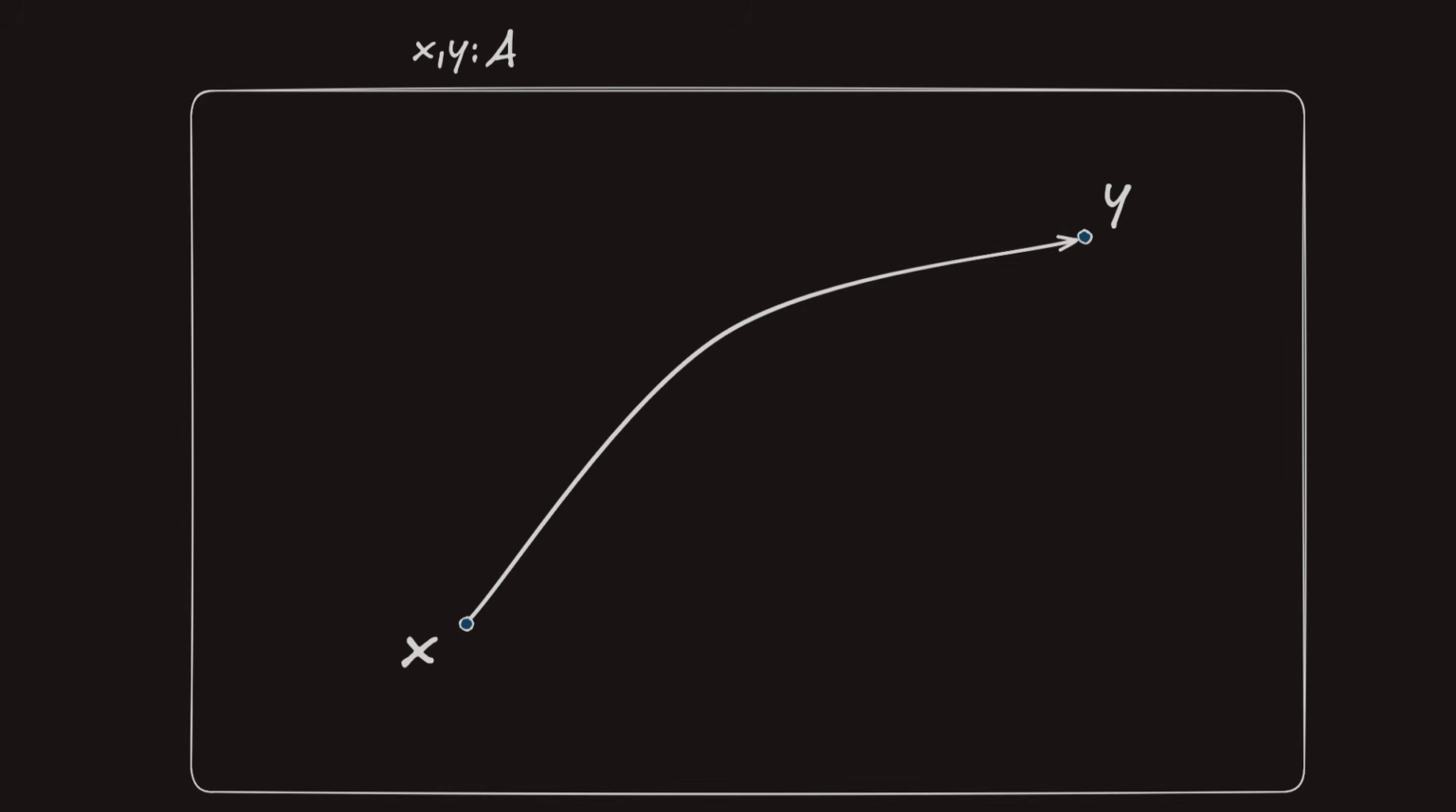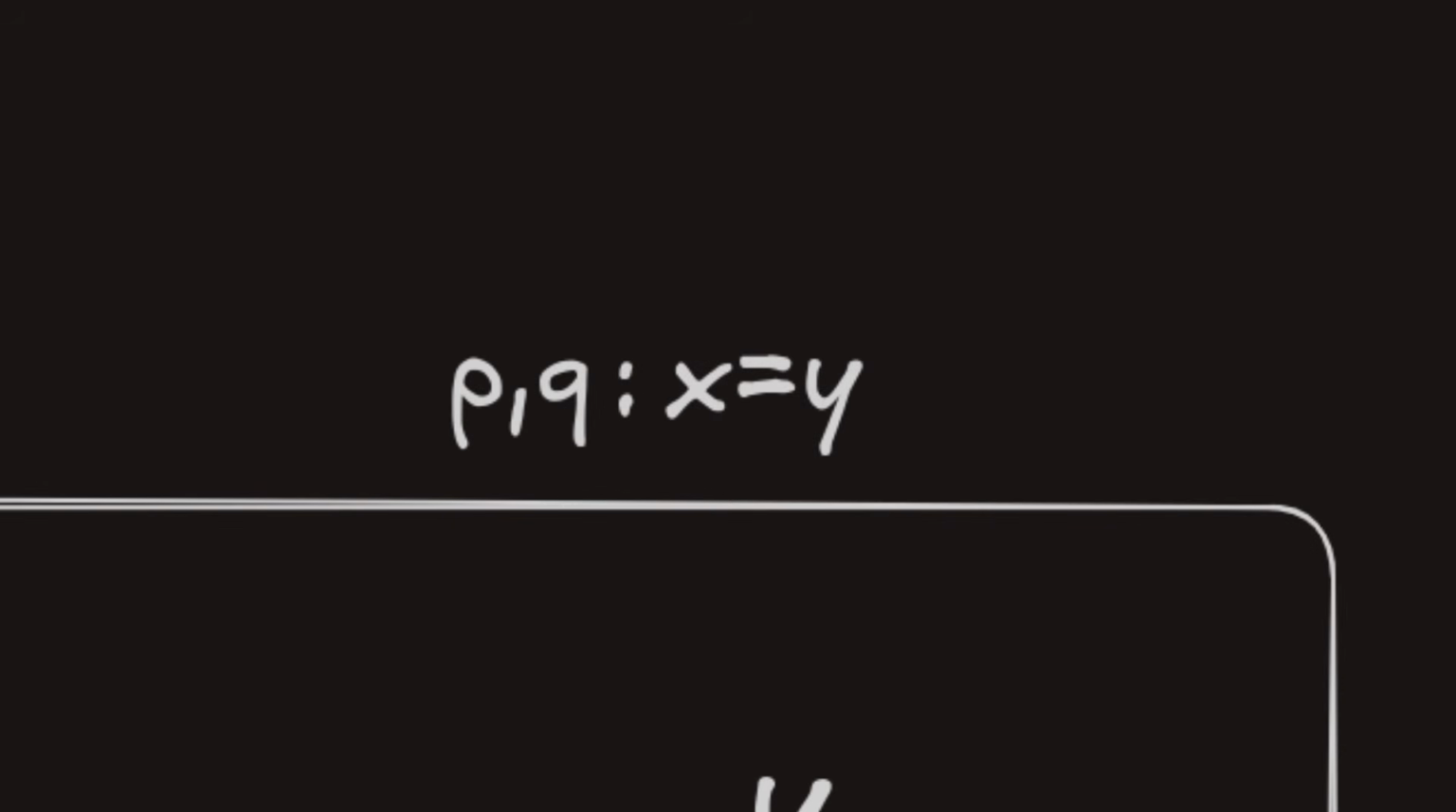However, this is where things get interesting. In homotopy type theory, we can have multiple paths demonstrating that x is equal to y. Let's draw another one. Let's call these paths P and Q. We denote this by writing that P and Q are inhabitants of the equality type x equals y. An equality type is a special kind of type that contains proofs that one term is equal to another.